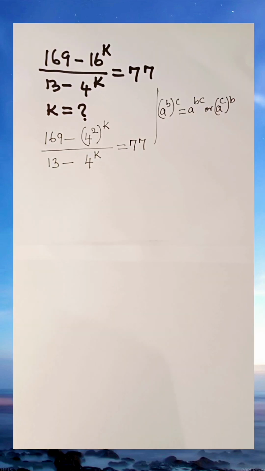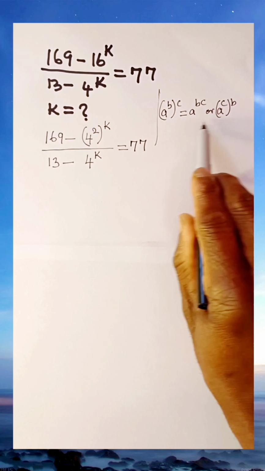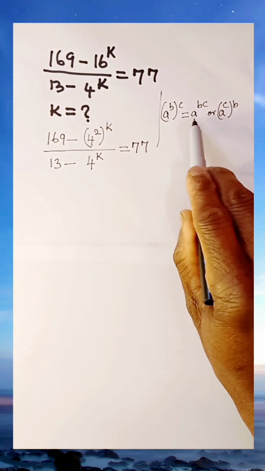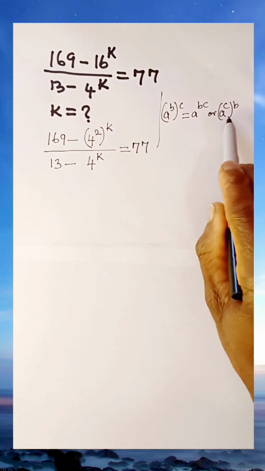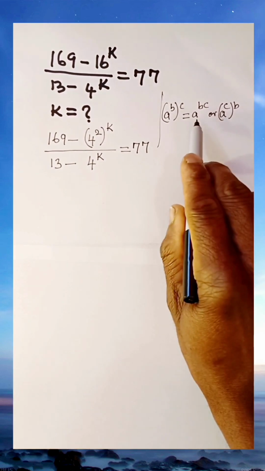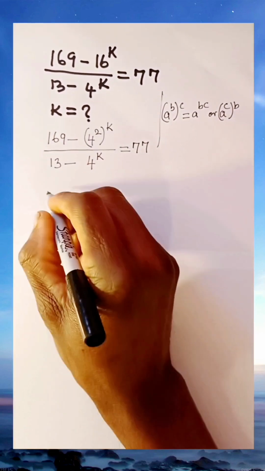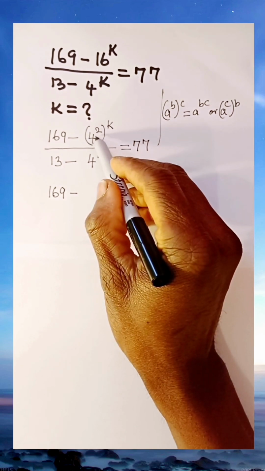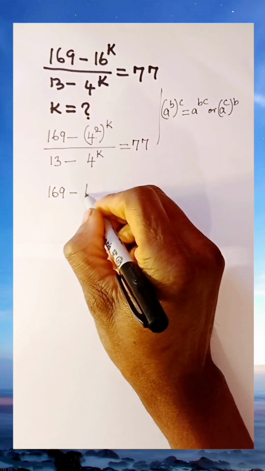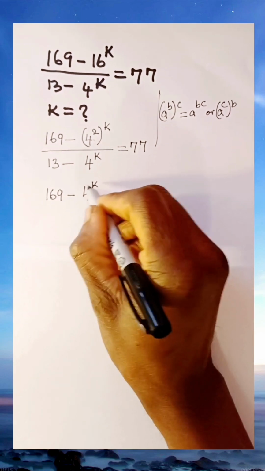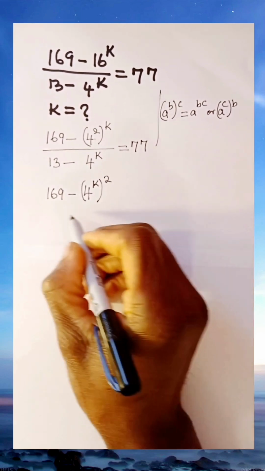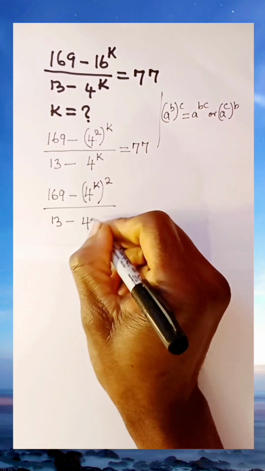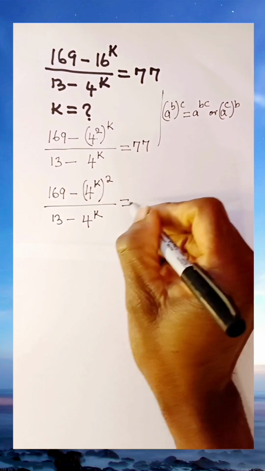With respect to this term, let us consider this law of indices. If we have a raised to the power of b, raised to the power of c, this can be expressed as a raised to the power of b times c, or a raised to the power of c raised to the power of b. Let us apply this law here. So here we have 169 minus, we bring k inside the parentheses and move 2 outside, so we will have 4 raised to the power of k, raised to the power of 2, divided by 13 minus 4 raised to the power of k. And this is equal to 77.